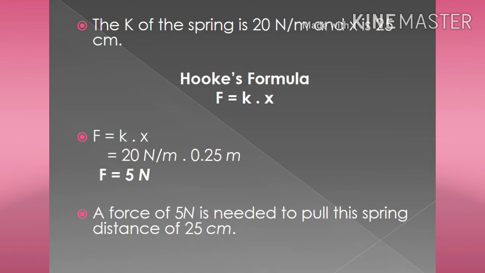Before substituting the value of the displacement and the constant, we need to convert the displacement from centimeter to meter. F is equal to k times x, or 20 Newton per meter times 0.25 meter. So the value of F, or the force, is equal to 5 Newton. A force of 5 Newton is needed to pull this spring a distance of 25 cm.